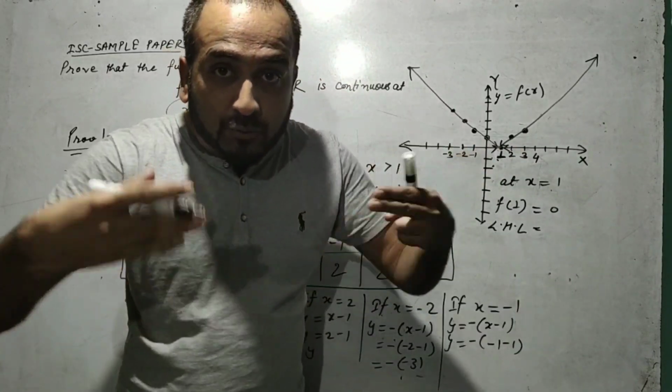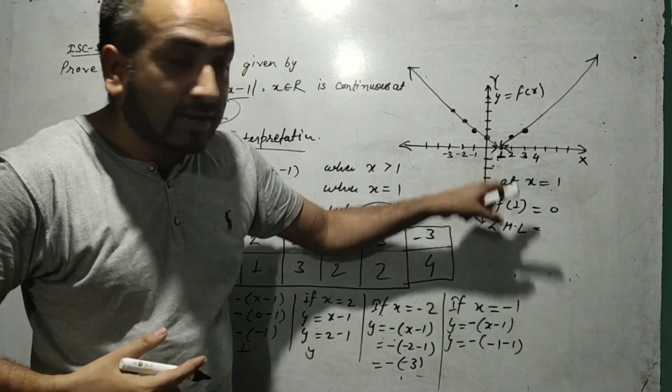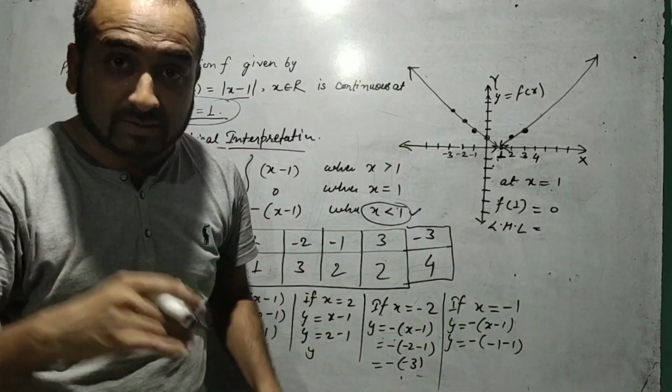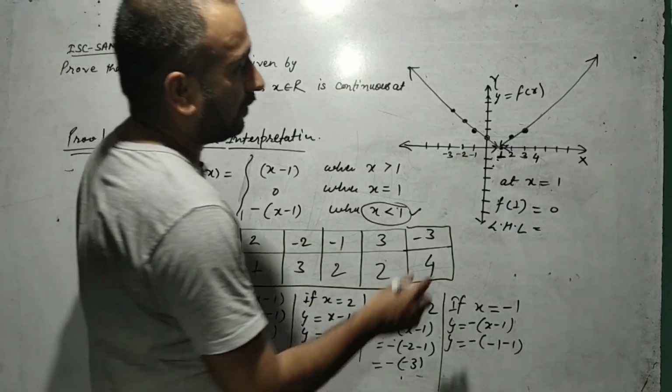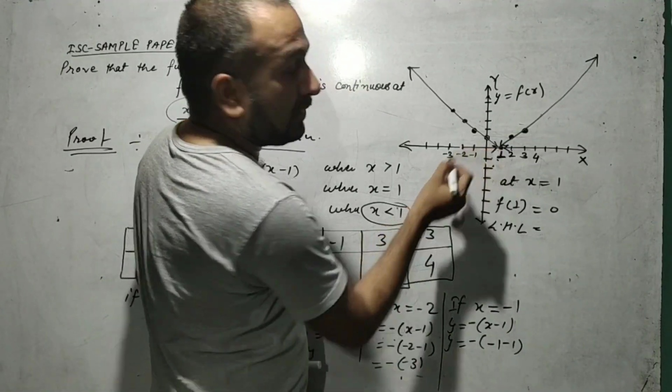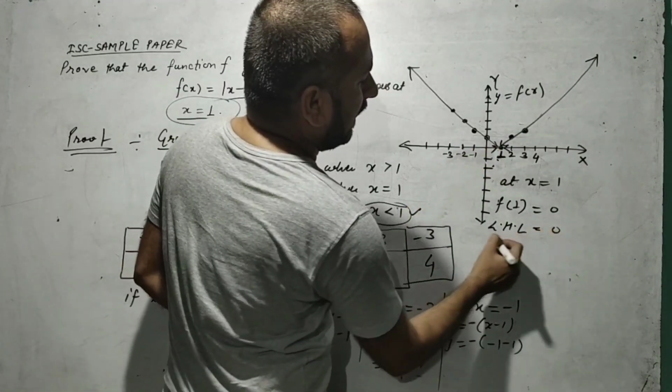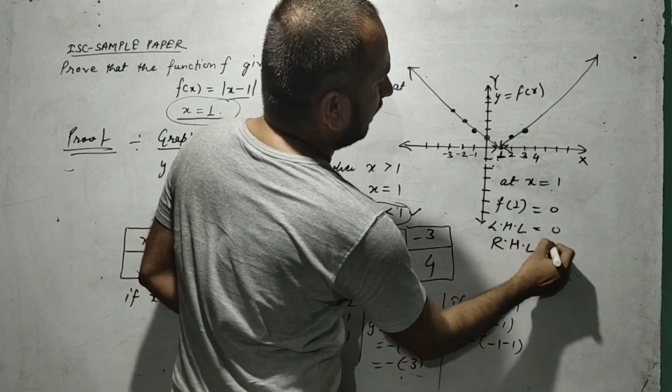Okay, and they are approaches to what? They are approaches at the left hand limit. For the right hand limit, both are equal, both are moving to where the y is what? The y will be 0. At this point the y will be what? 0. So the left hand limit and right hand limit both are 0.